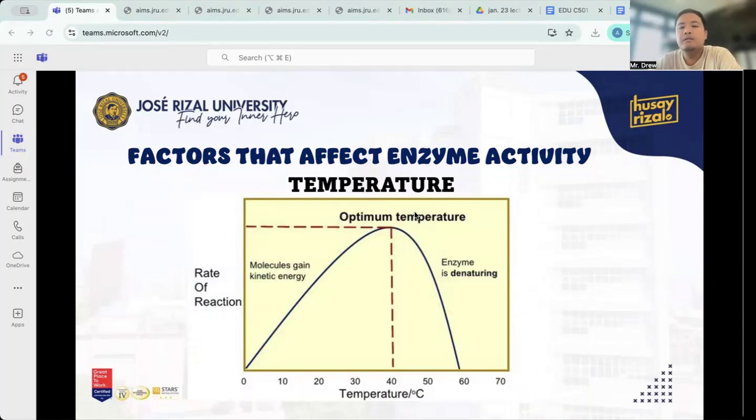Okay, let's go now to factors affecting enzyme activity. First is the temperature. Enzymes are sensitive to temperature. As temperature increases, enzyme activity also increases up to a point. But too much heat can denature or destroy the enzyme structure, stopping its function. That's why our body maintains a stable temperature so enzymes work at their best.